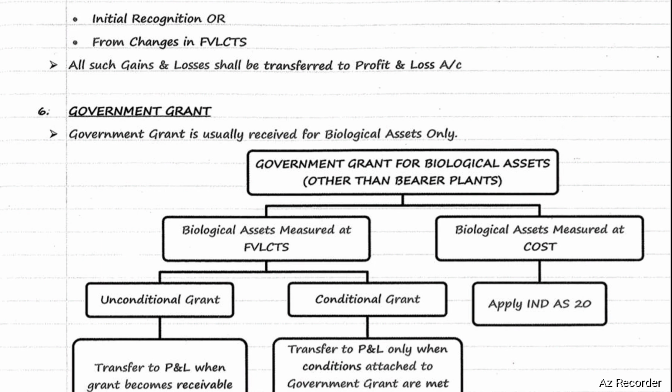Next, government grant. Government grant is usually received for biological assets only. Government grant for biological assets other than bearer plants. In case of biological assets measured at fair value less cost to sell, if it is an unconditional grant, transfer to P&L account when grant becomes receivable. If it is a conditional grant, transfer to P&L account only when conditions attached to government grant are met. In case biological assets are measured at cost, apply Ind AS 20.